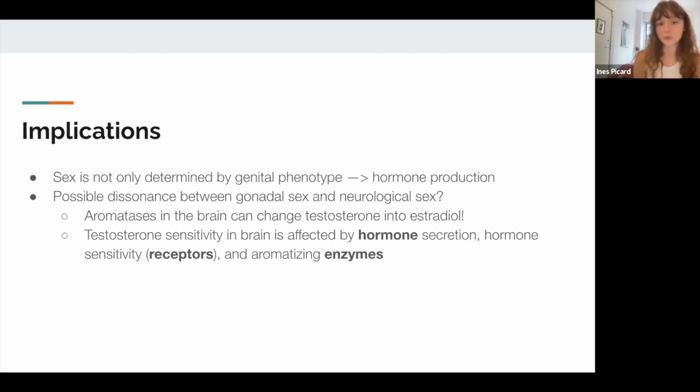And basically there was a review that talked about this paper, which also pointed out that aside from mutations, you can have epigenetic differences in the way that the brain receives the hormones produced by the gonads. For example, you have enzymes called aromatases, which change testosterone into estradiol. So the way your brain responds to hormones can be due to hormone secretion by the gonads, hormone sensitivity by receptors, and aromatizing enzymes. So the epigenetics of an individual can change how all of these are expressed, and therefore how it responds to hormones.